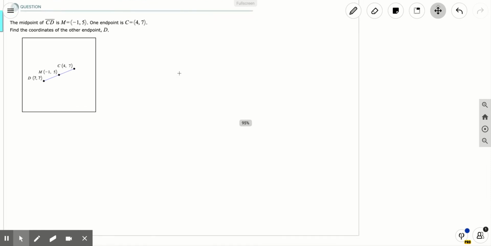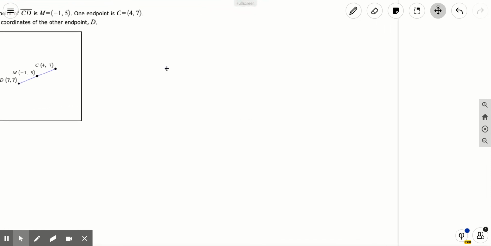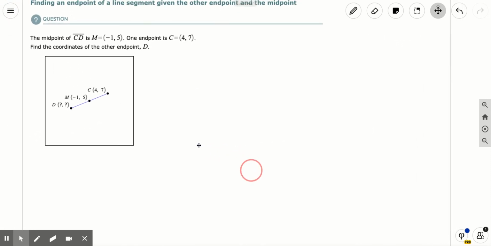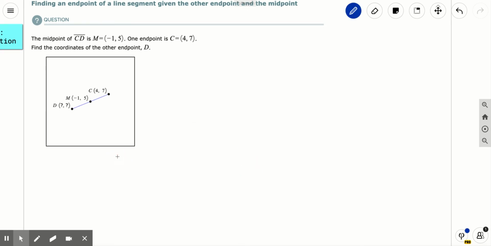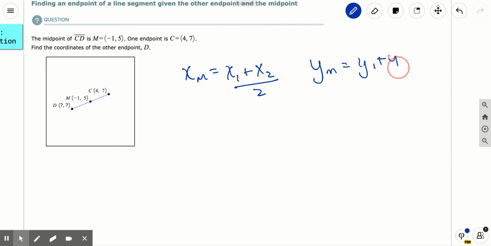I'll move it a little bigger so you can see it again. Okay. Here we go. Okay, the midpoint is here. The endpoint is here. We're looking for the other endpoint, so use the formulas. X of the midpoint is equal to x1 plus x2 over 2. Y of the midpoint is equal to y1 plus y2 over 2. All right, x of the midpoint, negative 1.